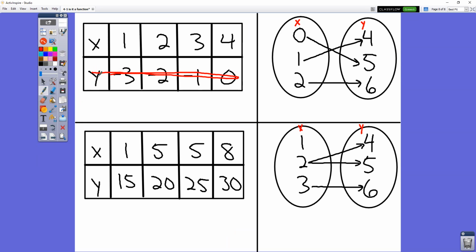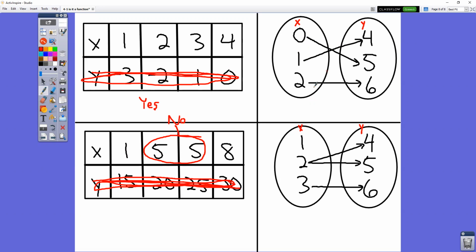So when you have these tables, remember, I could care less about the y values. All I'm looking at are my x values. I have a 1, a 2, a 3, and a 4. All of them are different, so it is a yes. 1, 5, 5, and 8. You have a 5 and a 5. These two fives make it a no. Anytime you have repeat x values, it is a no.